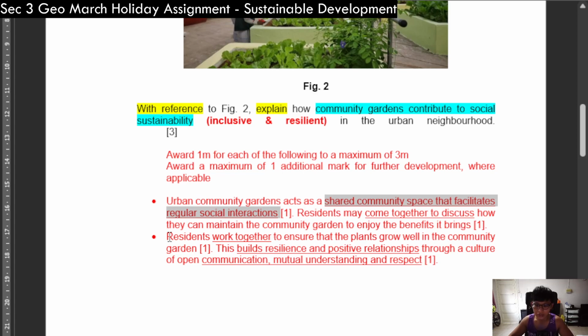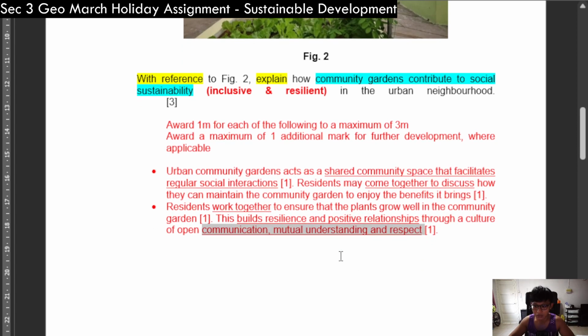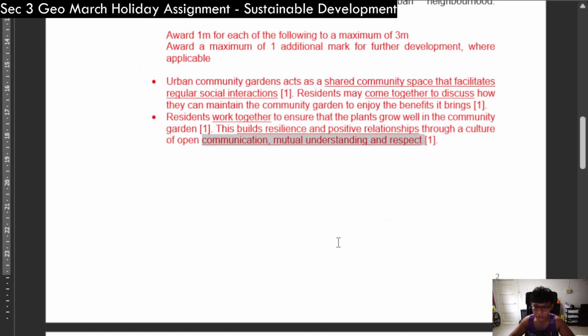And the next point is that the residents can work together to ensure that the plants grow well in the community garden. In working together, they are building bonds and positive relationships. This bonding with one another, this positive relationship, helps us to be more resilient. And through this, there will also be a culture of open communication, mutual understanding, and respect for one another.